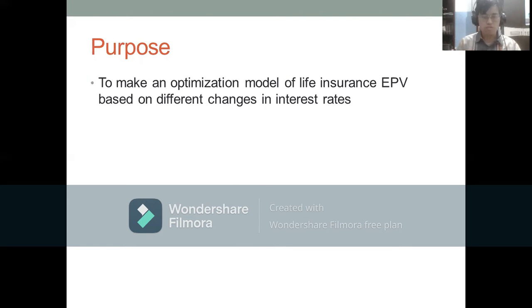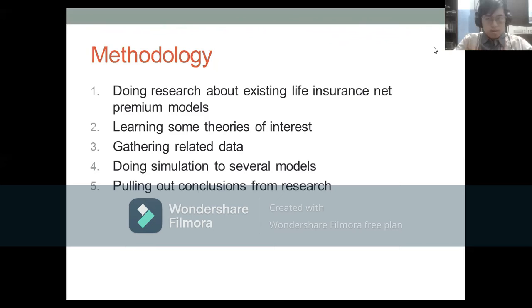So the purpose of this thesis is to make an optimization model of life insurance EPV, or expected present value, based on different changes in interest rate. To do that research, there are 5 steps that I will do.